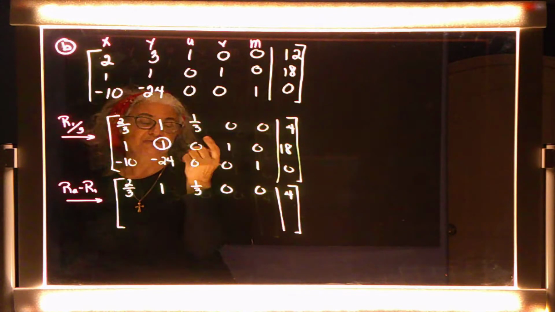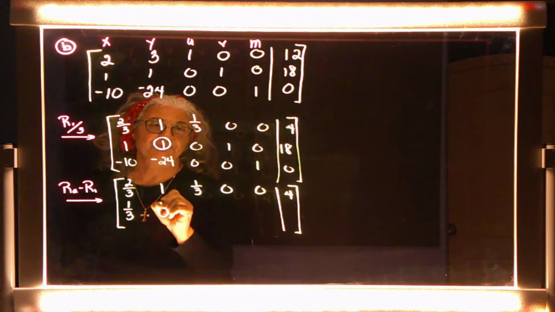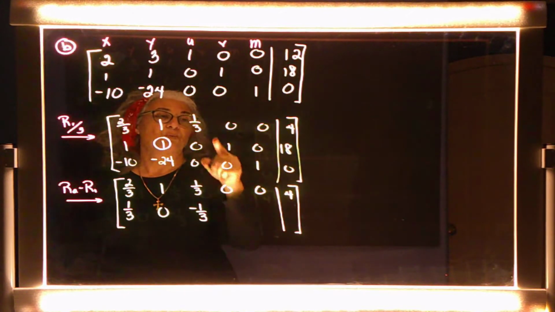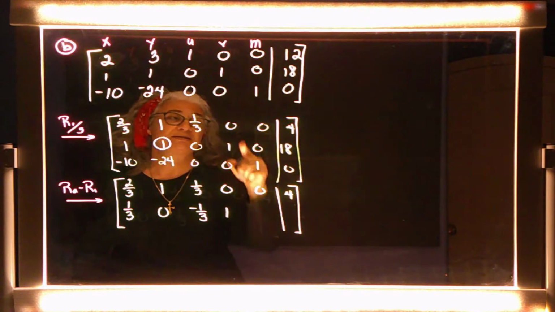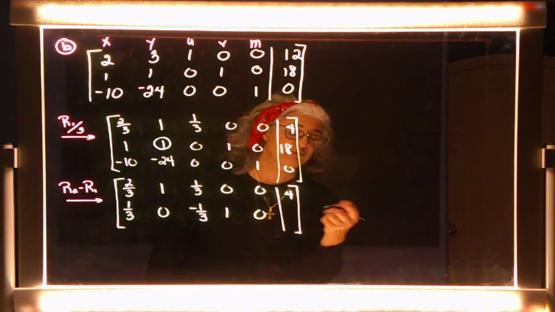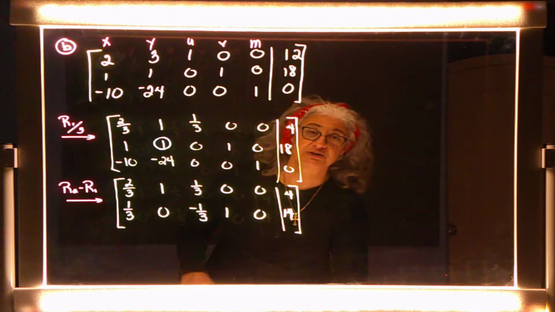So 1 minus 2/3, that's 1/3. 1 minus 1, 0. 0 minus 1/3, negative 1/3. 1 minus 0, 1. 0 minus 0, 0. And then 18 minus 4 is 14. Excellent. So far, so good?